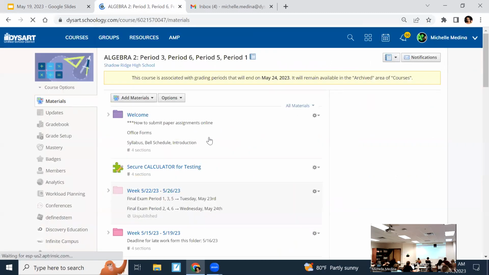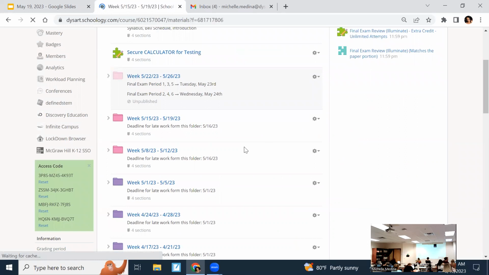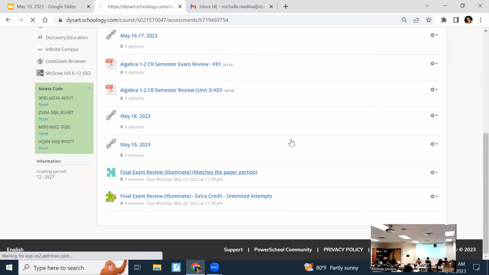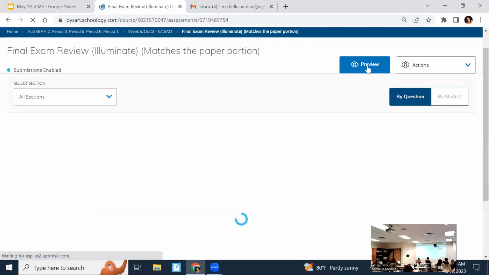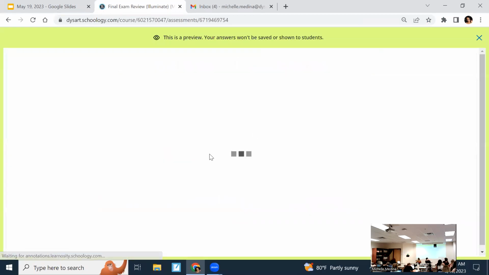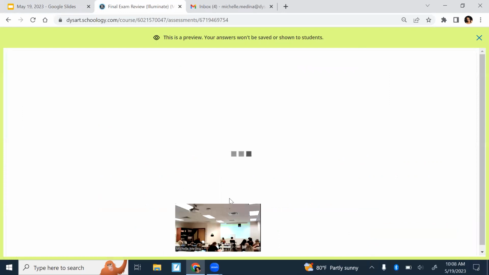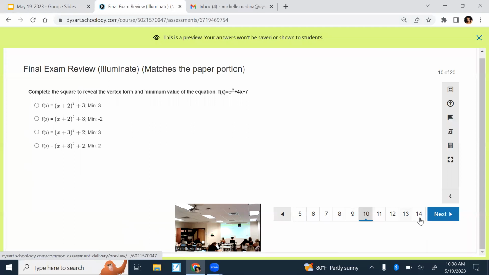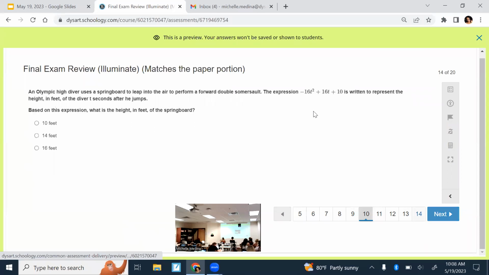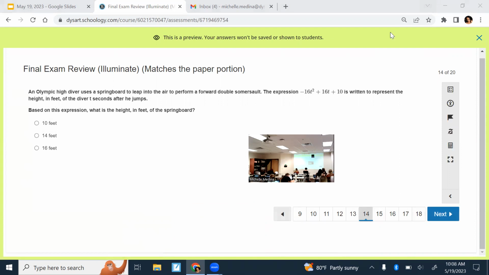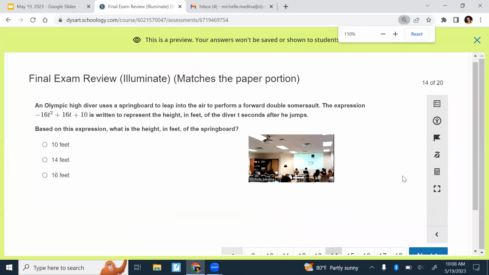All right, what requests from the review? Number 14. Okay, so an Olympic high diver uses a springboard to leap in the air to perform a forward double somersault. The expression there is written to represent the height in feet of the diver t seconds after he jumps. Based on this expression, what's the height of the springboard?